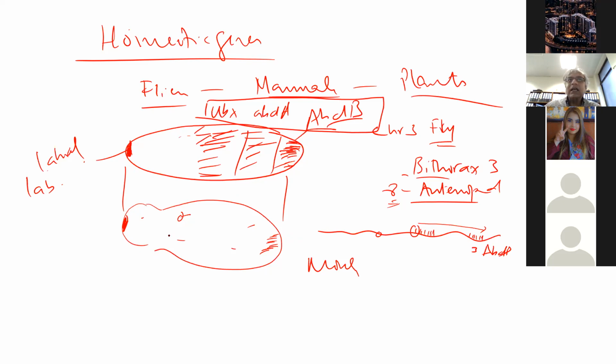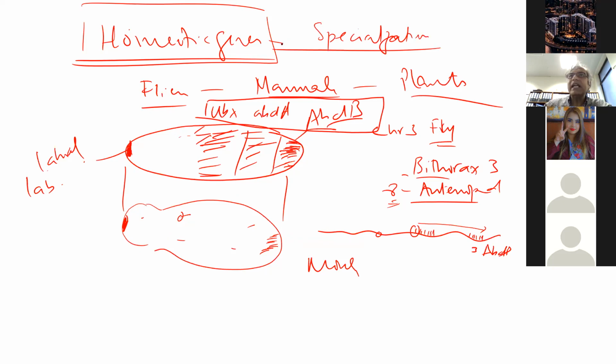When these homeotic genes are active, since they give identity to specialized cell types, they are involved in specialization of cells. Cell type specific gene expression patterns are due to these homeotic genes. These are transcription factors themselves.